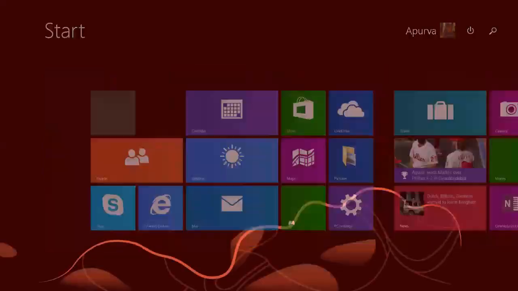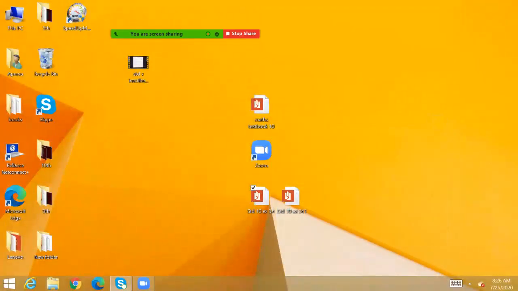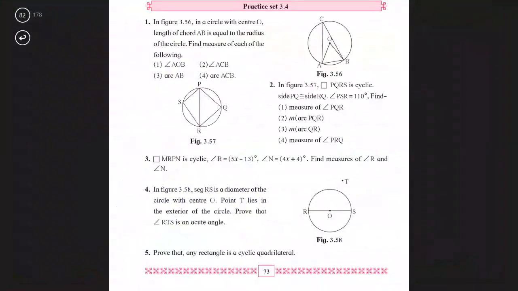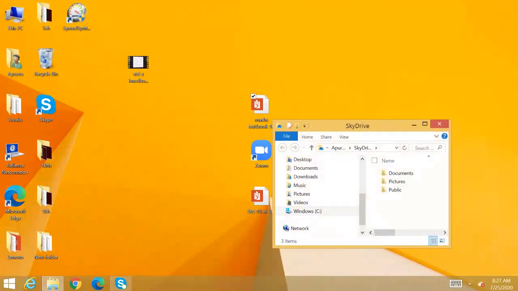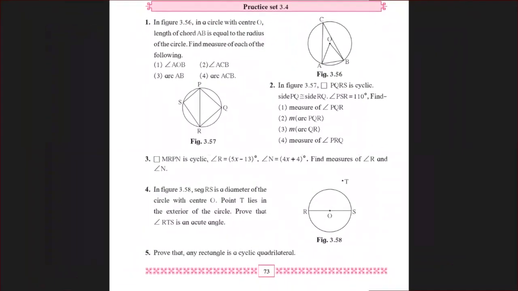Second question is like this. In figure 3.57, quadrilateral PQRS is cyclic. When you know it's a cyclic quadrilateral, what do you know about the opposite angles? That they are supplementary. Okay, you are given side PQ is congruent to side RQ. Angle PSR is 110 and you have to find the remaining 4 questions that they have asked you. So let's see how to do it.